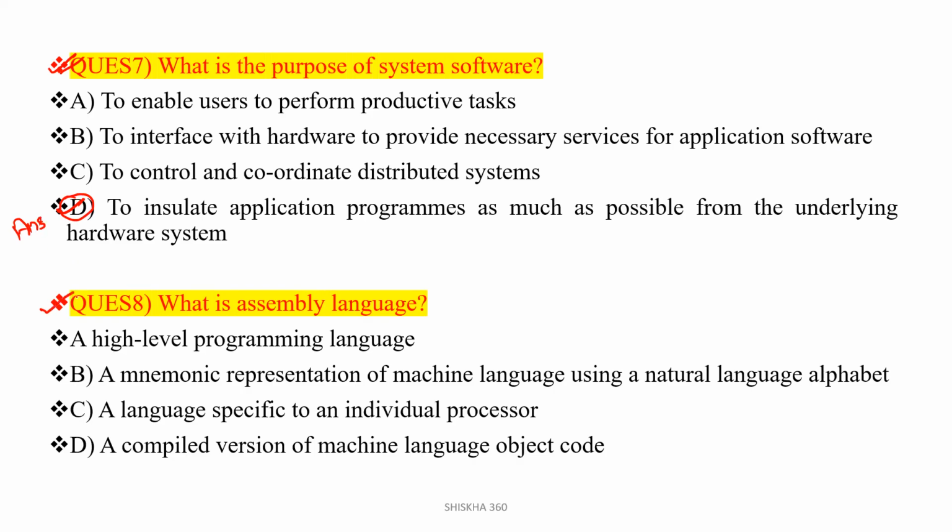Now move to question number 8, that is, what is assembly language? Is it a high level language program? No. A mnemonic representation of the machine language using a natural language alphabet. A language specific to an individual processor. Clear? That is a language which is specific to an individual processor, that is the machine language.